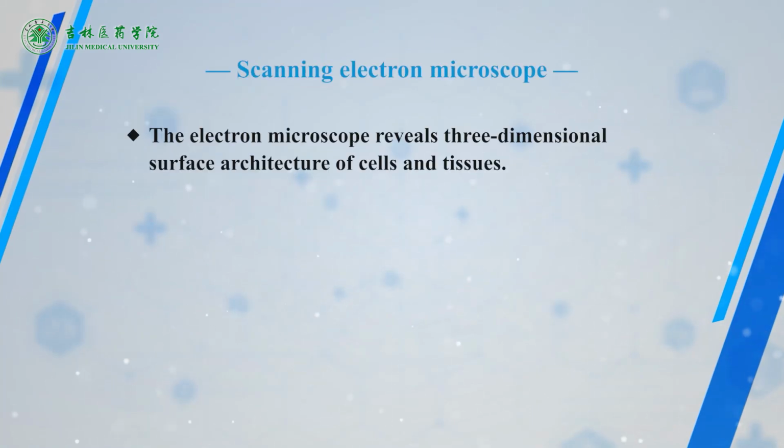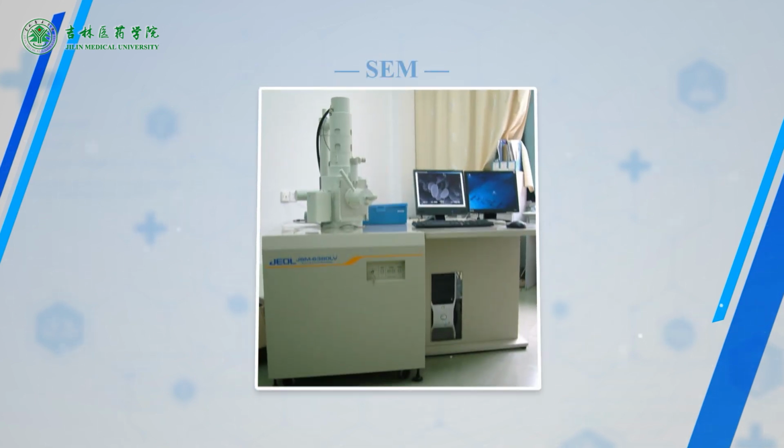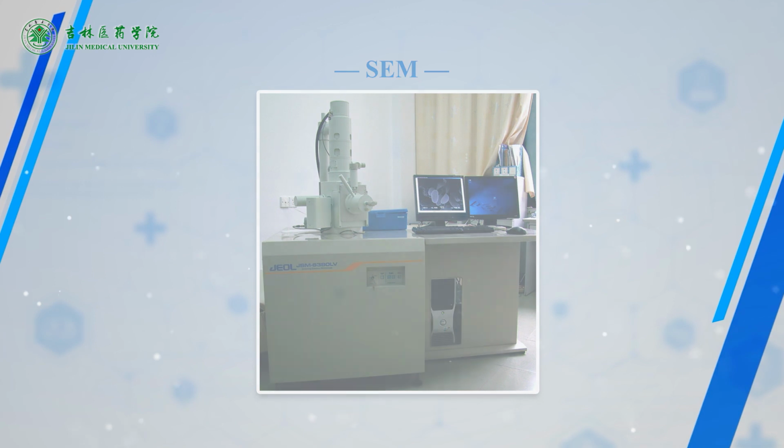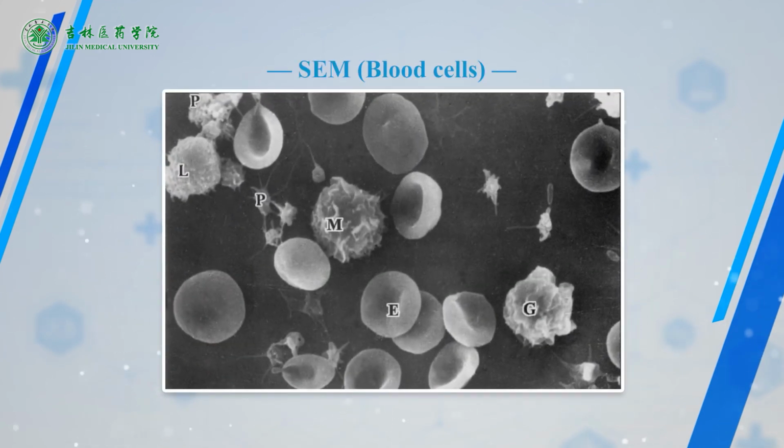Scanning electron microscope. The electron microscope reveals the three-dimensional surface architecture of cells and tissues. This is a scanning electron microscope image. These are three-dimensional surface structures of blood cells. E is erythrocyte, G is granulocyte, M is monocyte, L is lymphocyte, P is platelet.